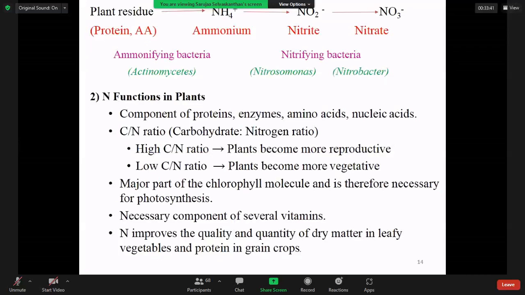Nitrogen is a necessary component of several vitamins. Nitrogen improves the quality and quantity of dry matter, especially in leafy vegetables. The quality and the quantity will be determined by nitrogen, and by the protein in grain crops. And nitrogen can increase the development and growth rate of the plant.